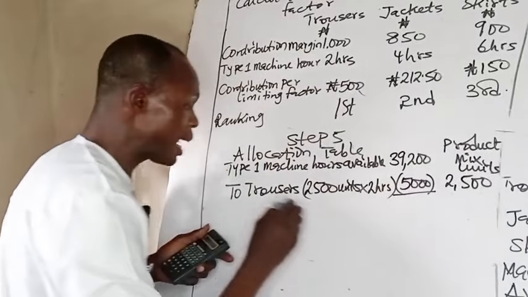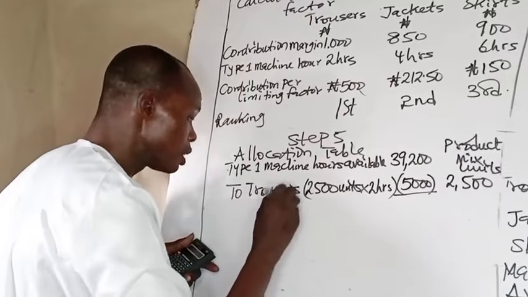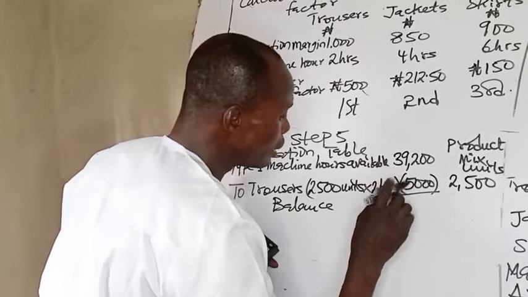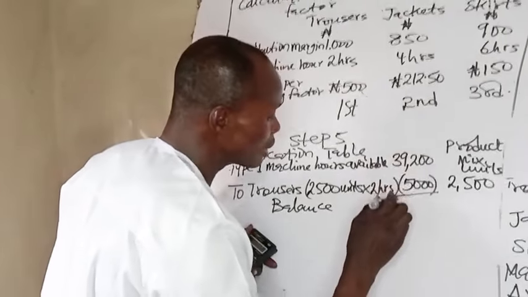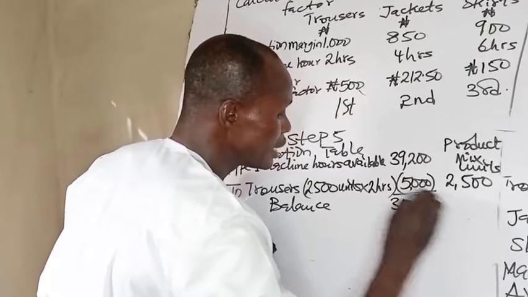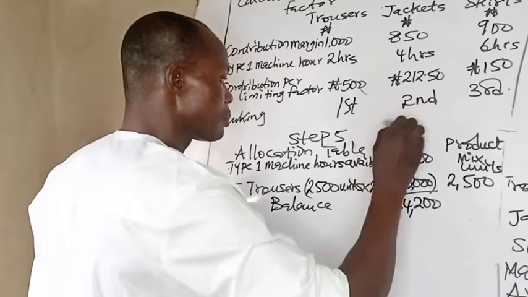So what will now be the balance available after trouser has been considered? You'll be left with 39,200 minus 5,000. That will be 34,200 hours.